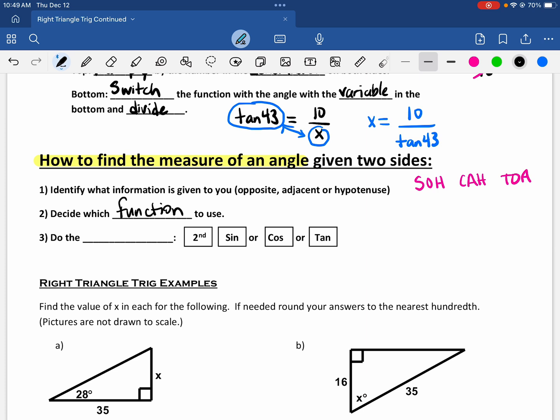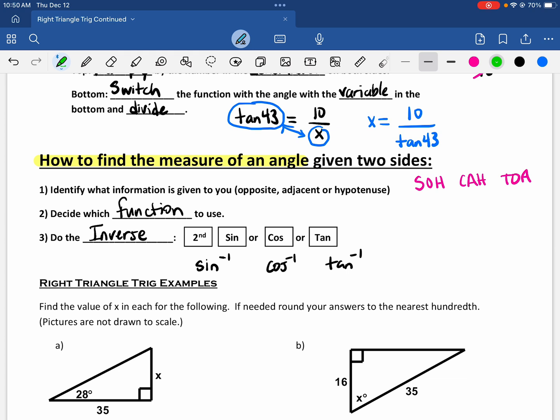Okay. And then anytime we're trying to find an angle with right triangle trig, we have to do the inverse. We have to do the inverse of each of those functions, which in our calculator, that would be to hit second and sine or second and cosine or second and tangent. That's going to give you the inverse, which is like sine -1 or cosine -1 or tangent -1. Right? Those all represent the sine, cosine, and tangent inverse, which is what we have to use anytime we're trying to find an angle.